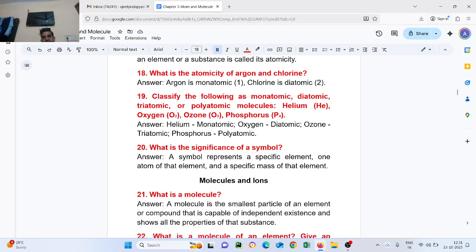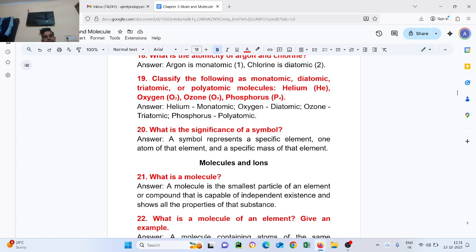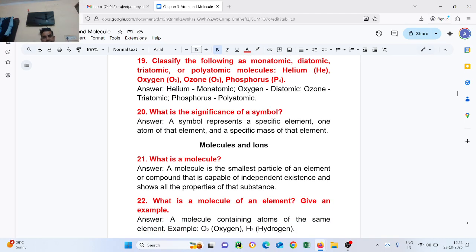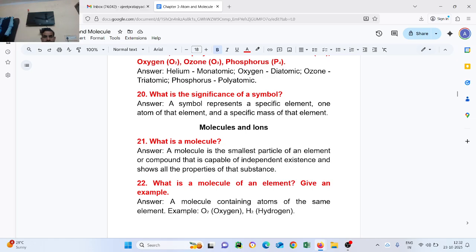Molecules and atoms. What is a molecule? A molecule is the smallest particle of an element or compound that is capable of independent existence and shows all the properties of that substance. Question number 22. What is a molecule of an element? Give an example. A molecule containing atoms of the same element. Example: oxygen, hydrogen.